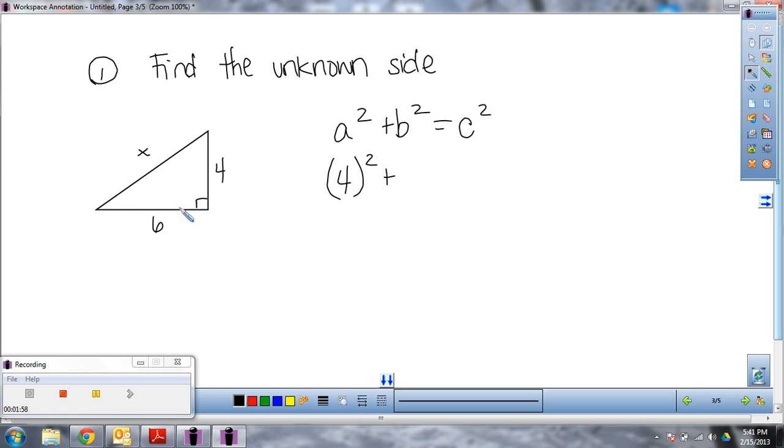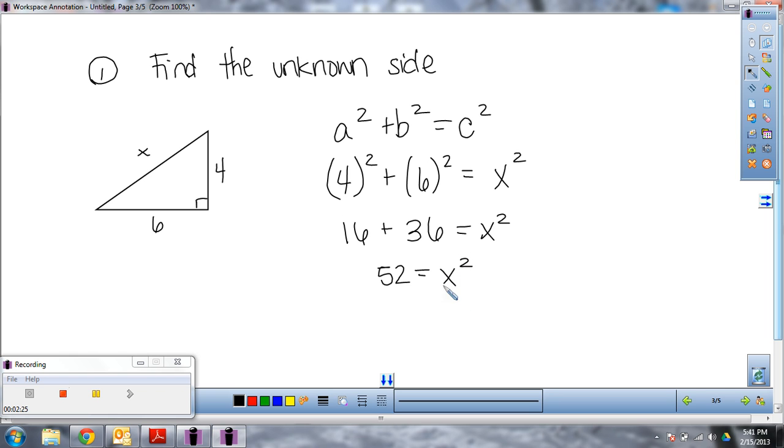Another leg is 6, so we can say plus 6 squared equals the hypotenuse, which is what we're trying to find, x squared. We simplify 4 squared to be 16, 6 squared to be 36, and then we can add those two, which gives us 52 equal to x squared. We want to find the unknown value, so in order to get x by itself, we square root.